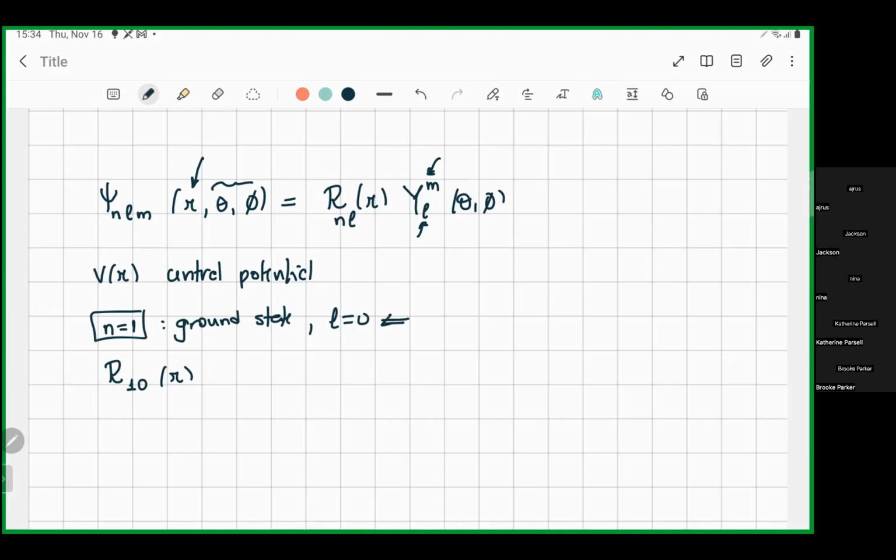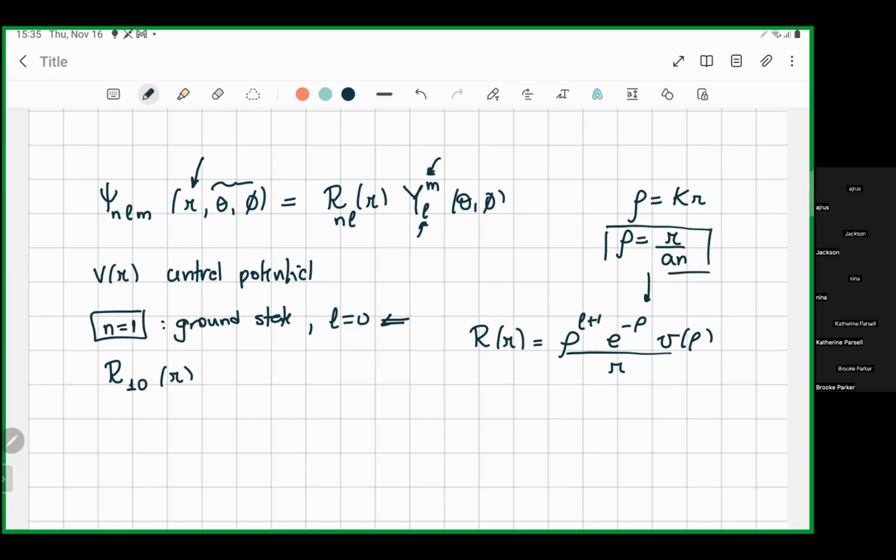Why can L only be 0? Because remember, the solution for the radial part has many components, many pieces, and I'm writing them here. This rho, as we said, is r over a_n. This rho was originally introduced as kappa r.